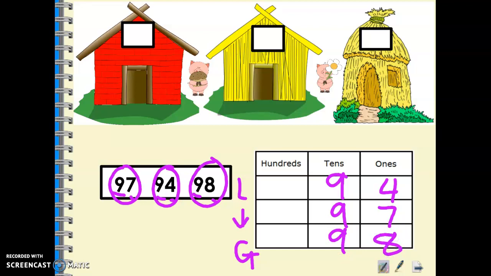Let's check to see if we are correct. Okay. Least to greatest. Least is 94. Yes, we got that. And then next is 97. And then 98. Awesome.